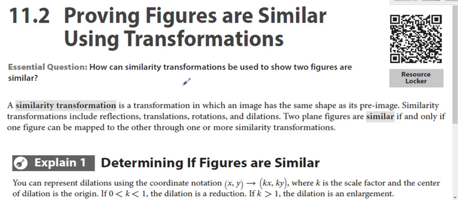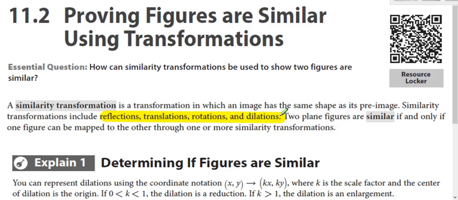So you can prove figures are similar using a transformation. If two shapes are similar, or two figures are similar, then there's just a dilation between them. Maybe a reflection and a rotation also, but ending with a dilation. So if they're similar, you can use reflections, translations, rotations, and dilations.